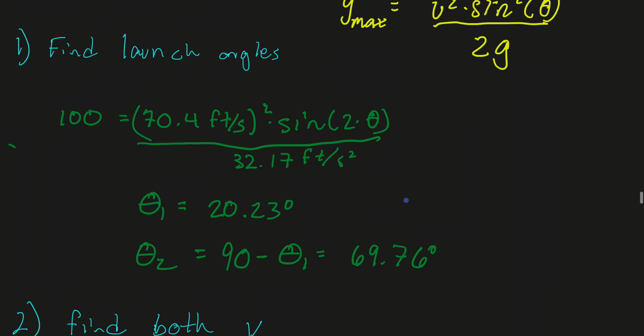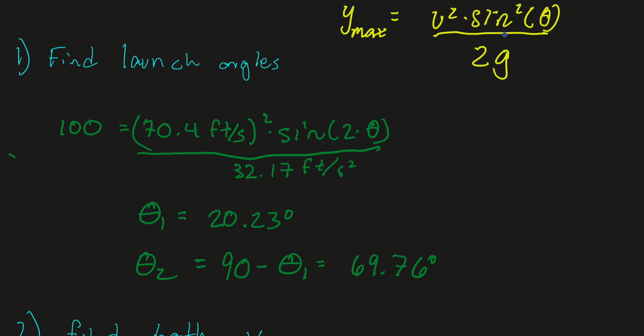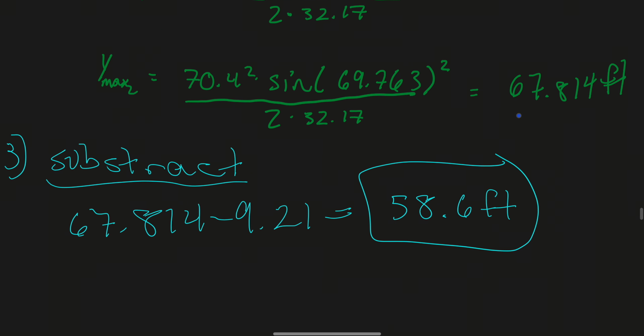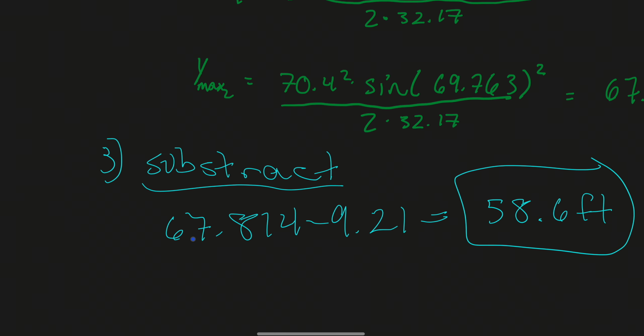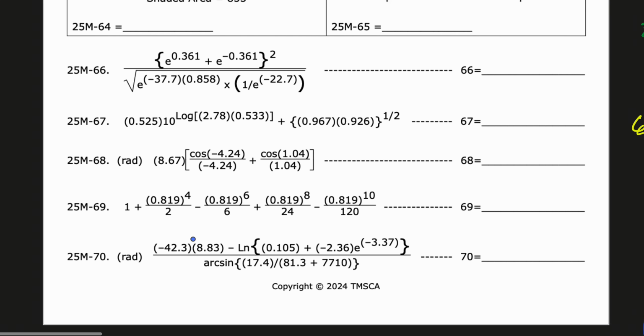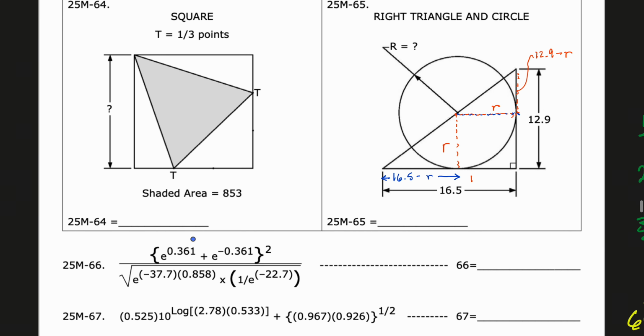Alrighty, so we plug those numbers into this y calculation for the two angles, and then we subtract. Alrighty, let's go to 64. 64 gives us the shaded area of this triangle.